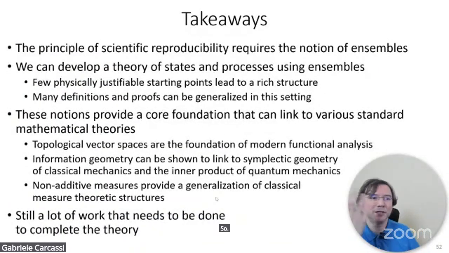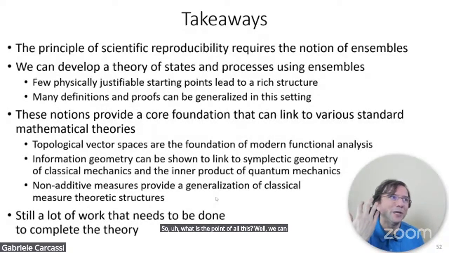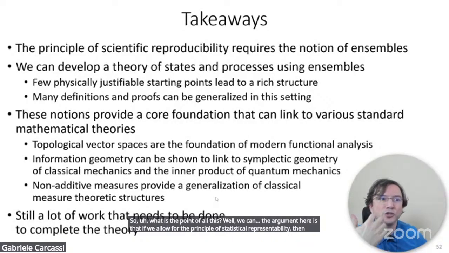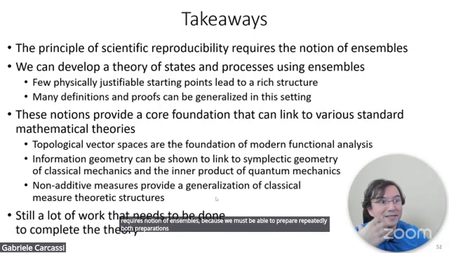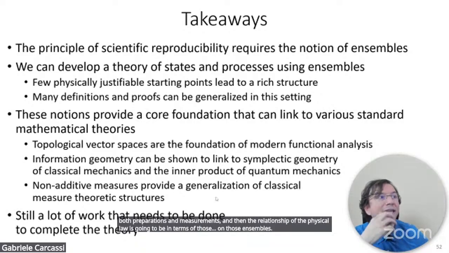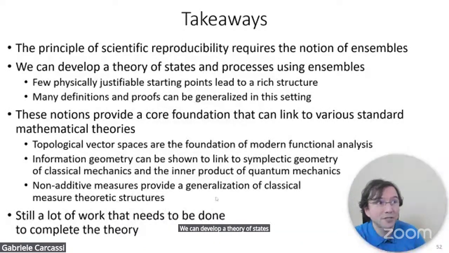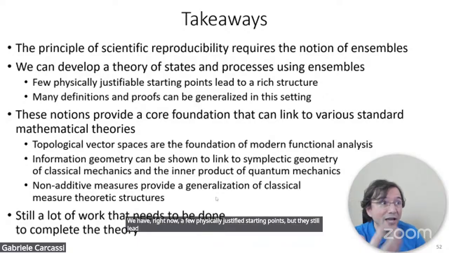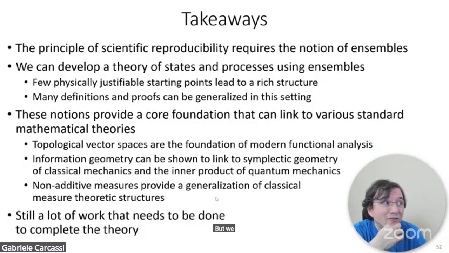So what is the point of all this? The argument here is that if we allow for the principle of scientific reproducibility, then that requires a notion of ensembles, because we must be able to prepare repeatedly both preparations and measurements, and the relationship of a physical law is going to be in terms of those ensembles. We can develop a theory of states and processes using ensembles. We have a few physically justified starting points, but they still lead to a rich structure that recovers a bunch of things that we already have in classical and quantum mechanics, but over a general structure.